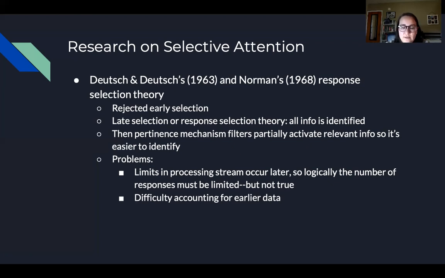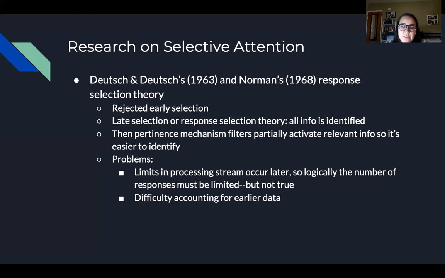And so the theoretical idea of how this happens is that this pertinence mechanism increases the baseline activation of relevant information. And then if this information is also activated by identification, it's more easily transferred to working memory for further processing. So essentially, this pertinence mechanism tags relevant information. And if it is tagged and identified, then it is singled out as, okay, this should go on to working memory, right? All the signs point to this should go on to working memory for further processing.